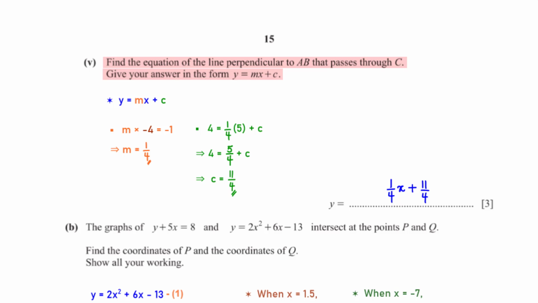We know the line passes through point C. So to get the value of c for the line, we plug in the value of m and the coordinates of point C into y equals mx plus c. This gives us 4 equals 1 over 4 times 5 plus c. 1 over 4 times 5 is 5 over 4. When we subtract 5 over 4 from both sides, we get c equals 11 over 4. So we have y equals 1 over 4x plus 11 over 4.